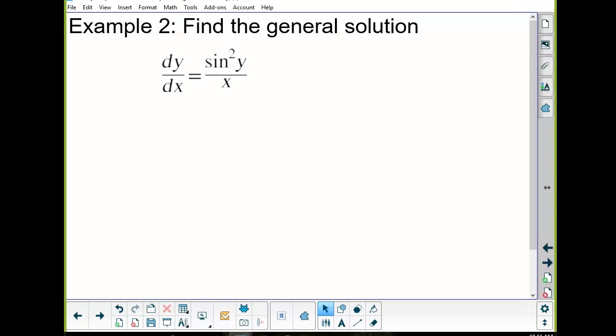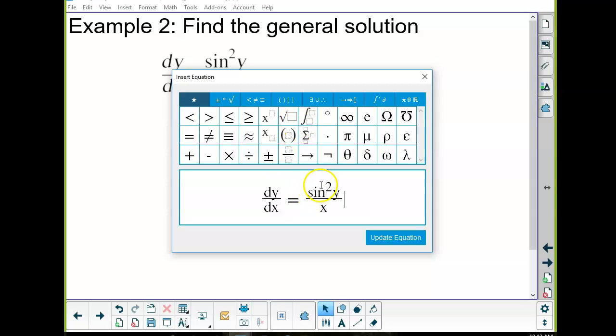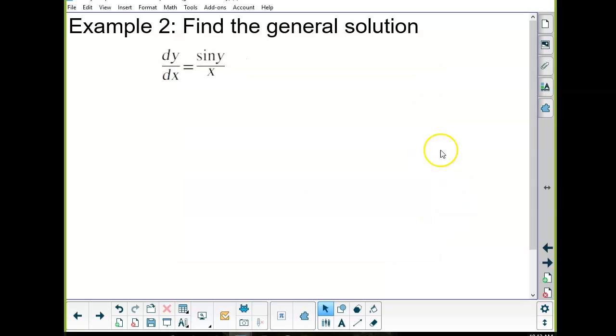Let me see. I actually don't think I want that squared. Do I want the squared? I don't. Get rid of that squared. I don't know. Yeah, this will be much friendlier.